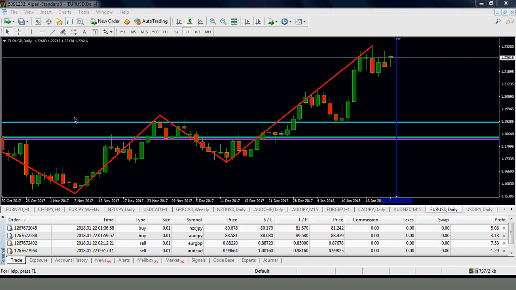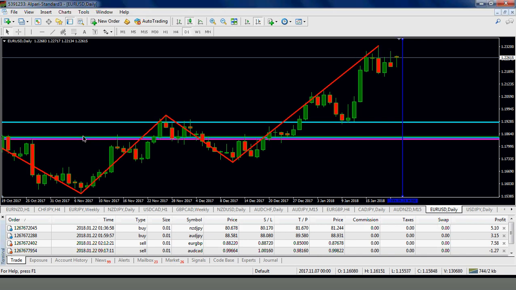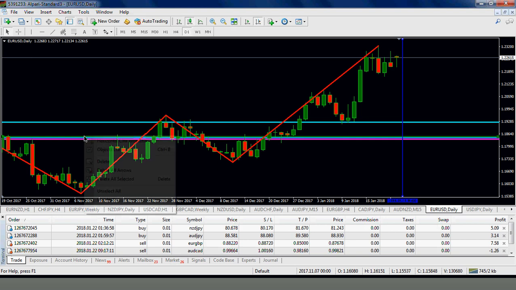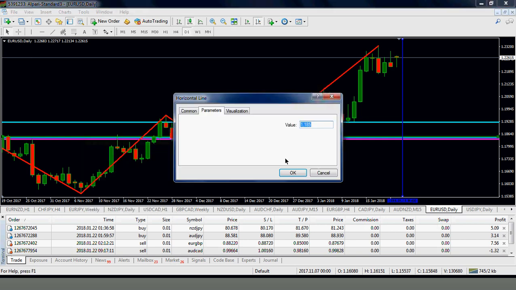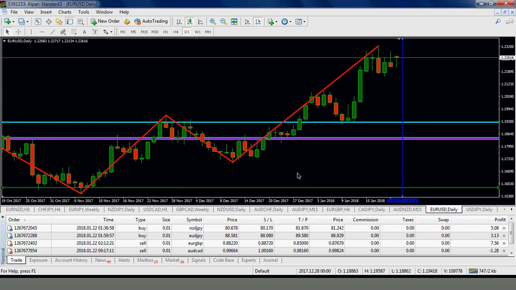Okay. So we'll divide this by 3. And we get our pivot value to be 1.1584. Now I always use the green line for my daily pivots. Okay, so input the value, and we have that.